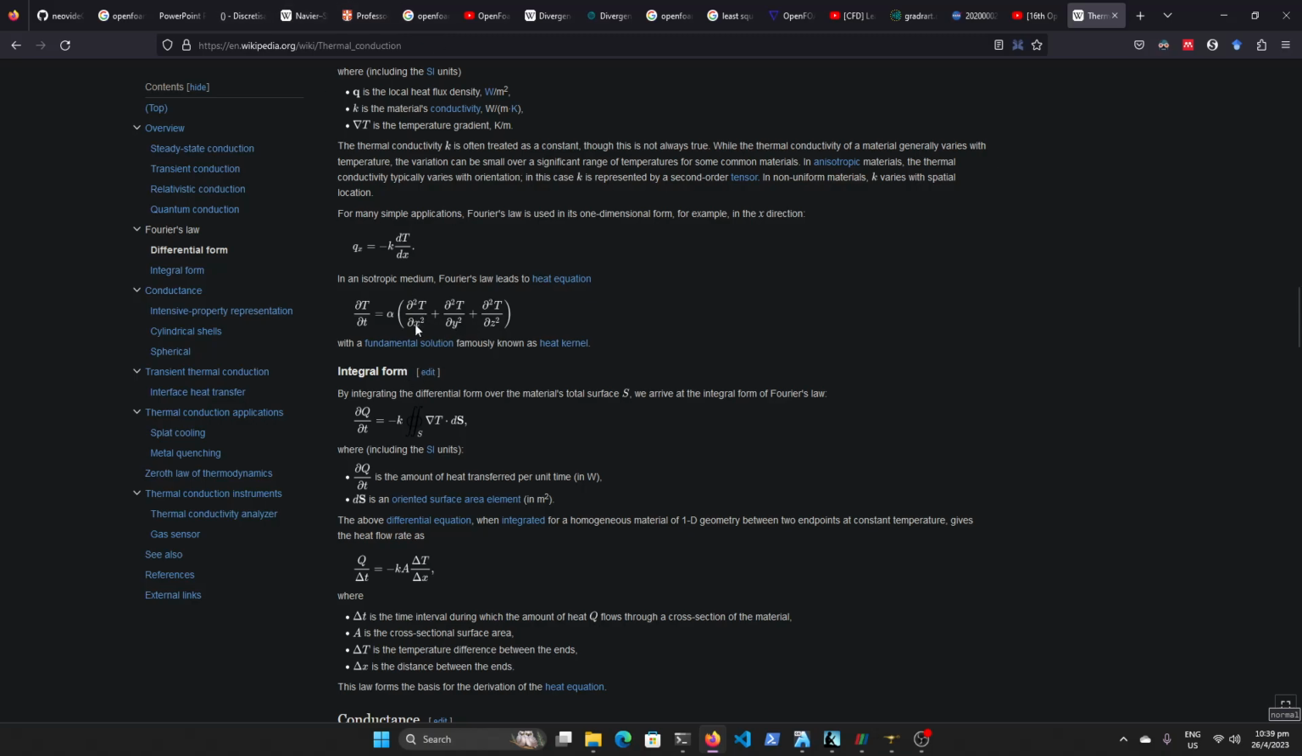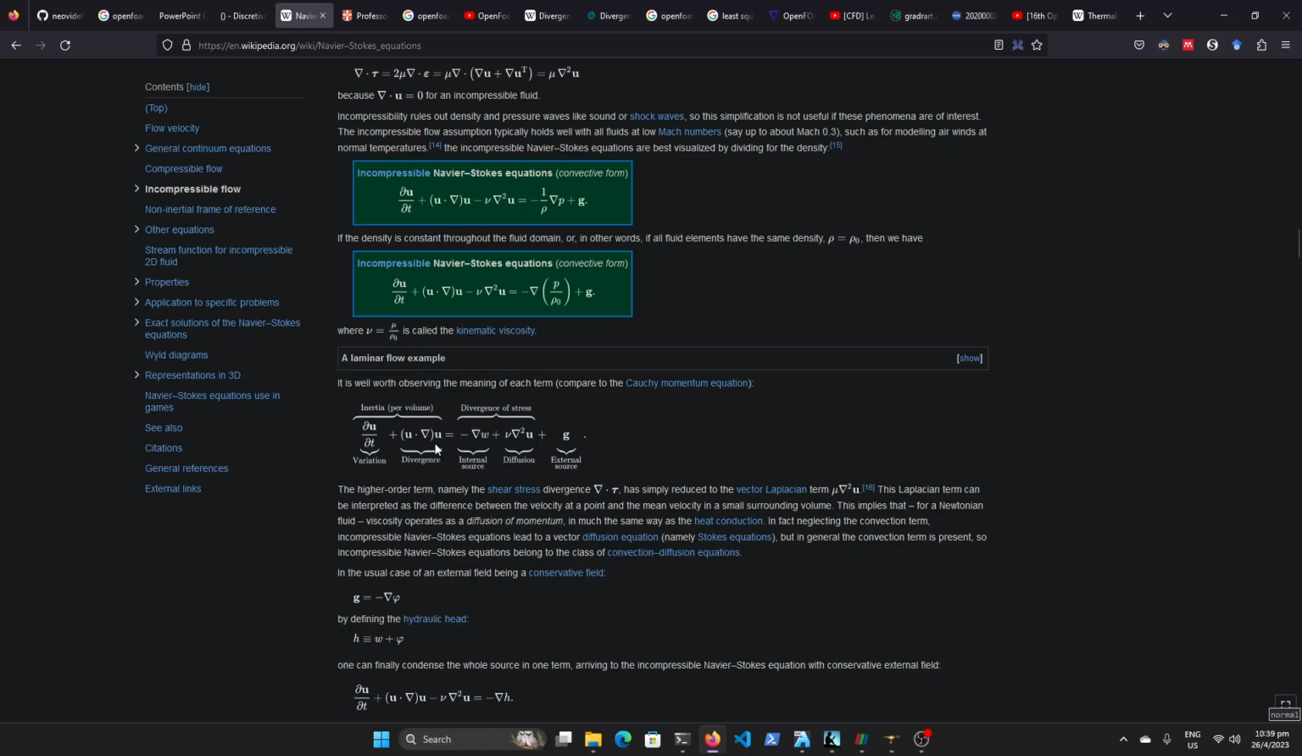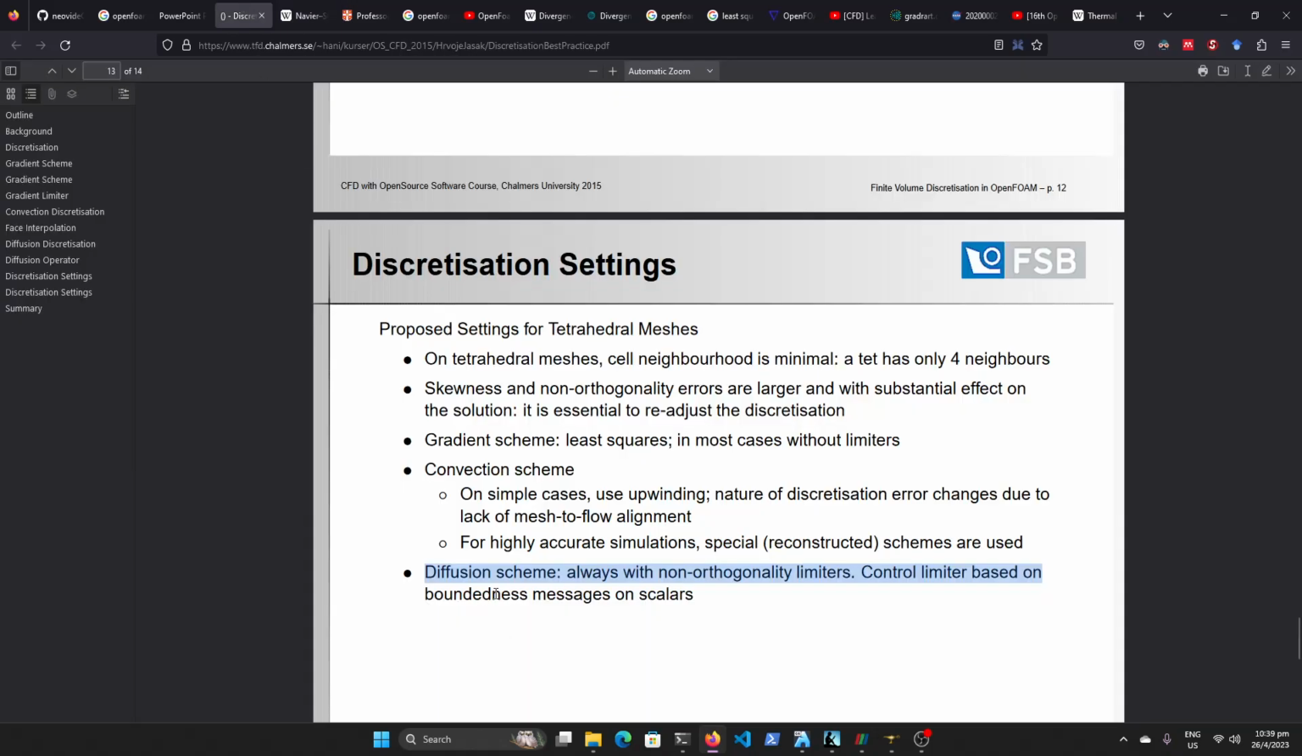So whenever you see the del 2T del x squared, or even here in the Navier-Stokes equations, you have this del 2u, or nabla 2u, this is actually diffusion. So you are diffusing momentum, and in the heat conduction case, you are diffusing temperature. So this is why we call it the diffusion term. They have the term that sort of represents Fick's law, that kind of form. So that's the diffusion scheme right here. At least we now know what gradient schemes, convection schemes, and diffusion schemes are talking about.